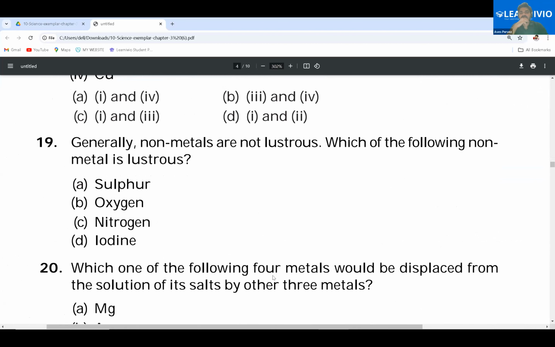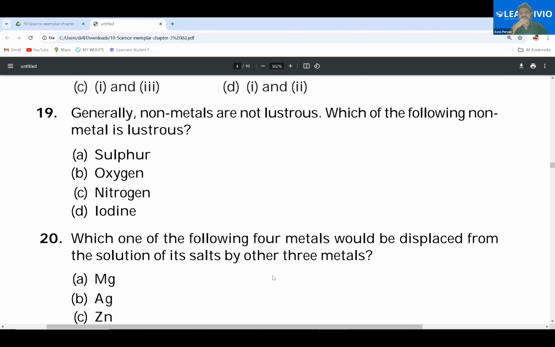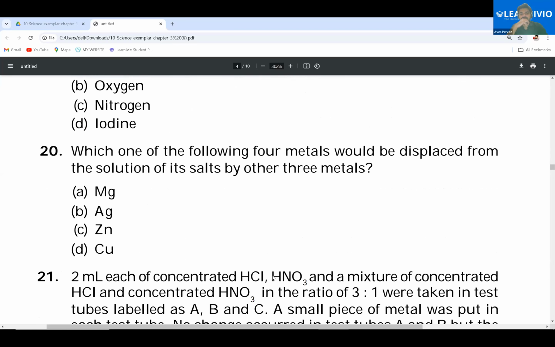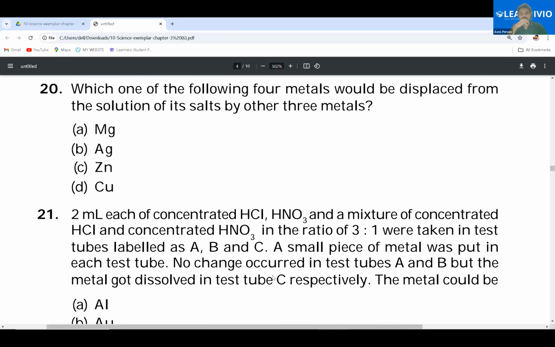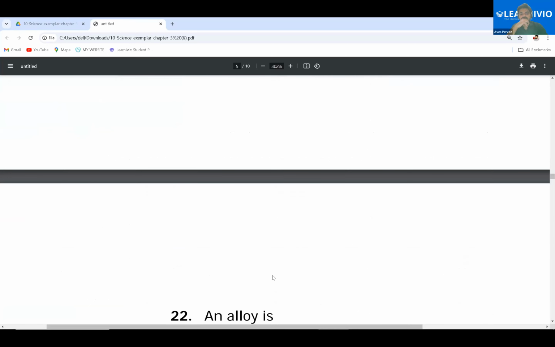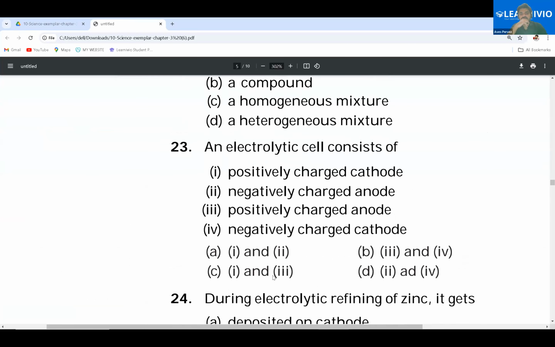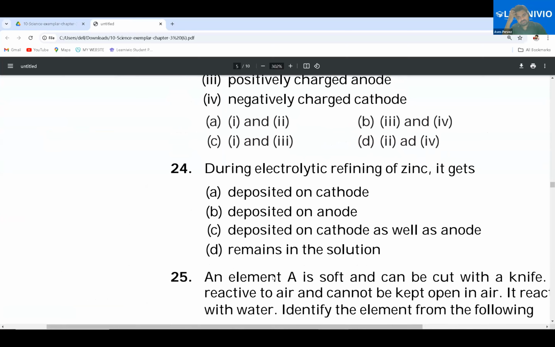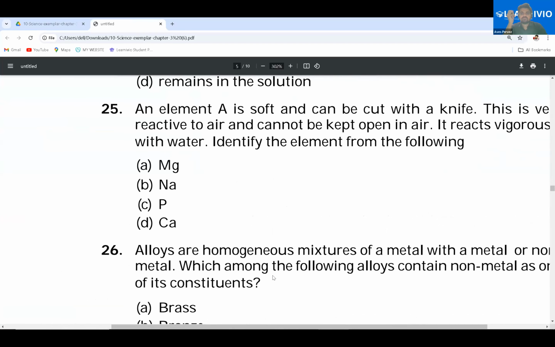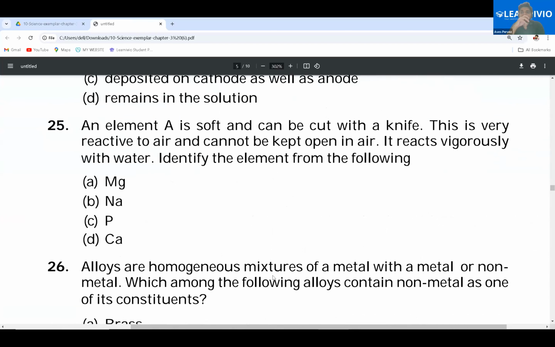Non-metals are non-lustrous, but the only non-metal which is lustrous is iodine. Yes, you, Harshit.